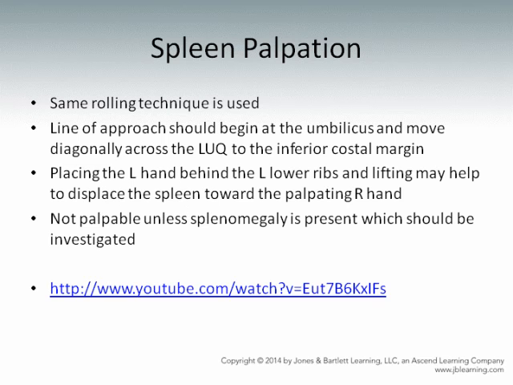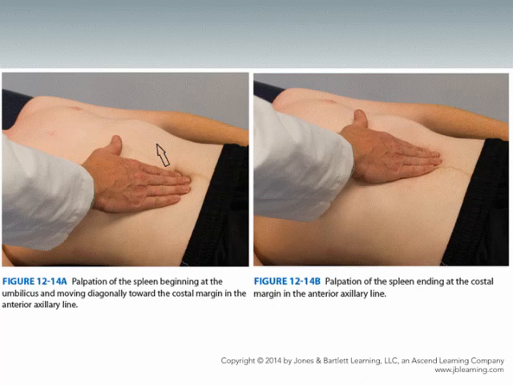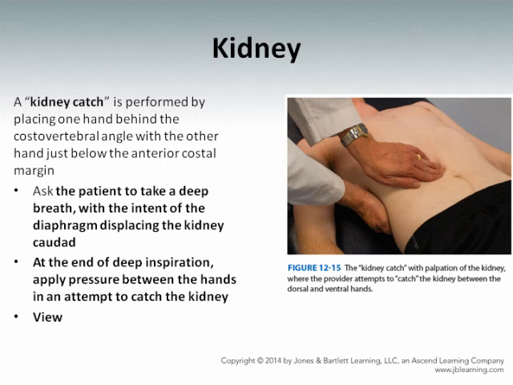When you palpate the spleen, you're going to use the same rolling technique. You can have a line of approach. You begin at the umbilicus and move diagonally across the left upper quadrant to the inferior costal margin. You want to place the left hand behind the left lower ribs. Lifting may help to displace the spleen toward the palpating right hand. It's not usually palpable unless it's enlarged. And again, this shows you pictures on how to palpate it.